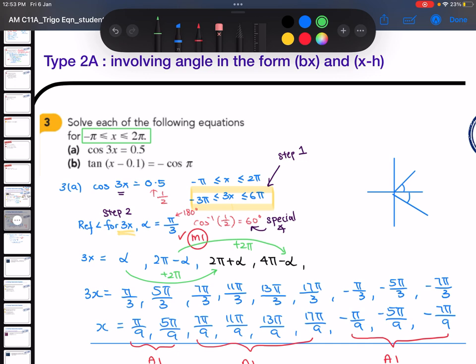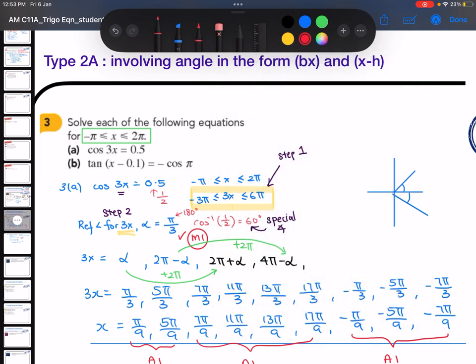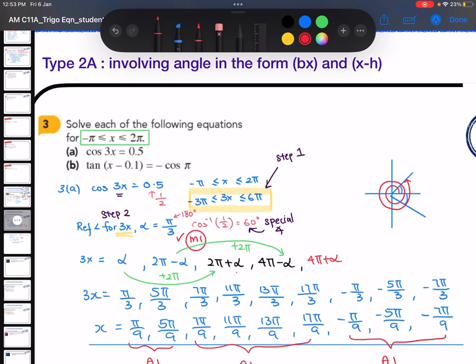Okay, so let's start. So I have 2 angles from the first round. Then second rotation, I have another 2. Let me do another 2 rotations because it's all the way until 6 pi. So there is another 2 more. So let me start. 2 pi, 4 pi, go on. So it's a 4 pi plus alpha. Fifth answer. You realize that you actually added another 2 pi to this?